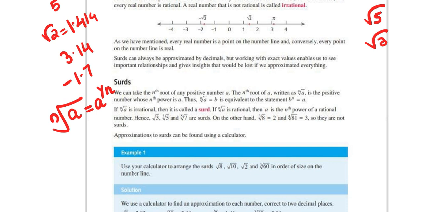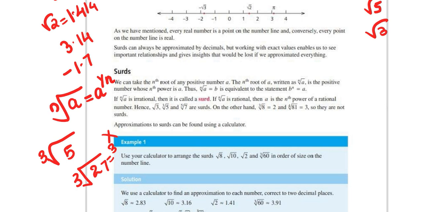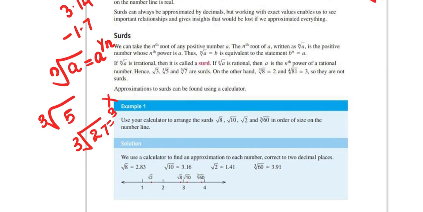If the nth root of a is irrational, then it is called a surd. For the nth root of 5, we know that it is irrational, so it is a surd. But the third root of 27 is equal to 3, so it is not a surd. If you take the nth root and you get an answer, then it is not a surd. If you are not getting an answer, then it is a surd. The nth root of a rational number that is irrational is a surd.